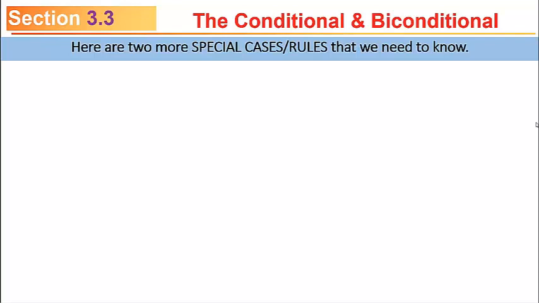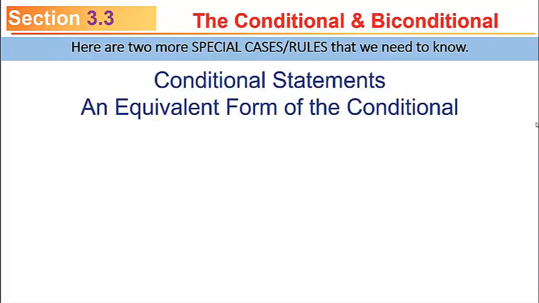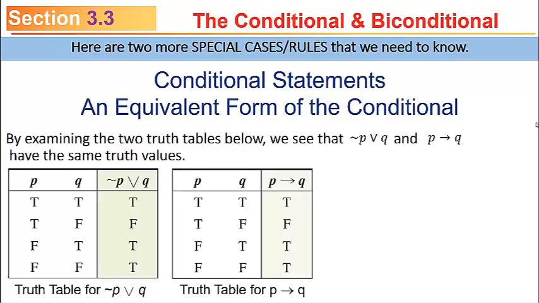There are two more special cases that we need to know. Remember, in the last section, we talked about two cases being the two De Morgan's laws. Here are two more special cases that involve the implication. This has to do with taking conditional statements and putting them in an equivalent form. By examining the two truth tables below, we see that not P or Q and P implies Q have the same values. I'm not going through this again, but if we did the truth table for not P or Q, on the left, and then the truth table for P implies Q, which we just did, on the right, you notice they have exactly the same truth values.